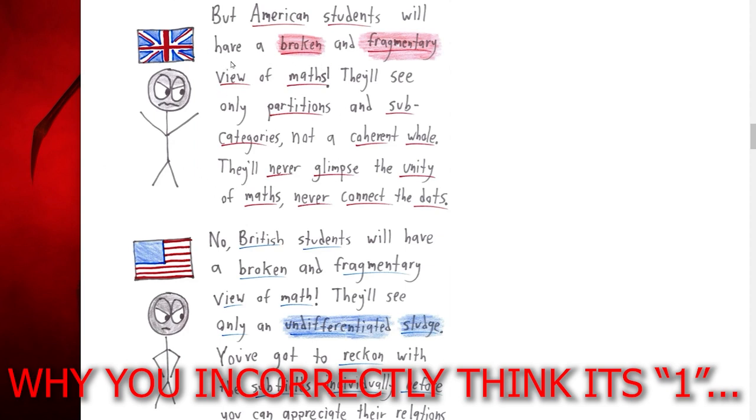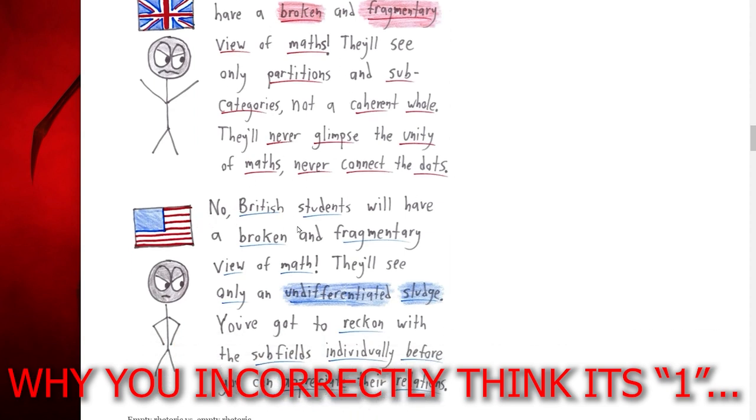You can tell any American that there is more than one type of math, and, well, not any, but a good 95% of them will argue that there is only one type of math, and that is the traditional math they were taught. The American idea is no, British students will not have a broken, fragmented view of math. They will see only an undifferentiated sludge you have to reckon with, and subfields, and the subfields individually before you can appreciate their relations. So basically what they're saying here is, no, you're going to start just doing whatever you want, applying different things to different questions.